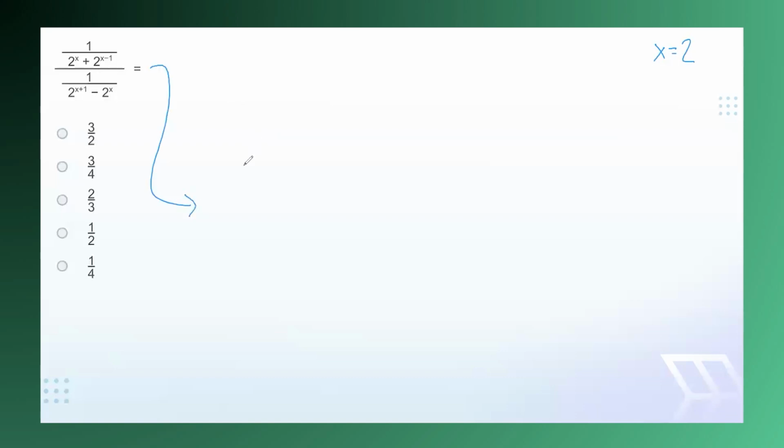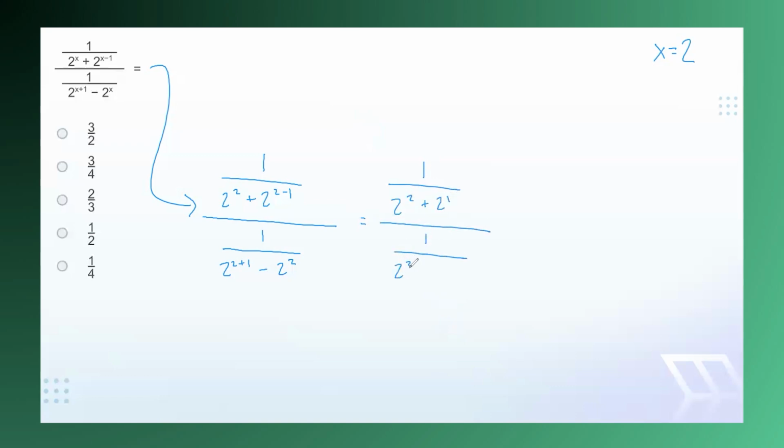So plugging in x equals 2, that's going to give me 1 over 2 to the 2 plus 2 to the 2 minus 1, and all of that is going to be over 1 over 2 to the 2 plus 1 minus 2 to the 2. Simplifying just my complex exponents, I'm going to have 1 over 2 to the 2 plus 2 to the 1 over 1 over 2 to the 3 minus 2 to the 2.